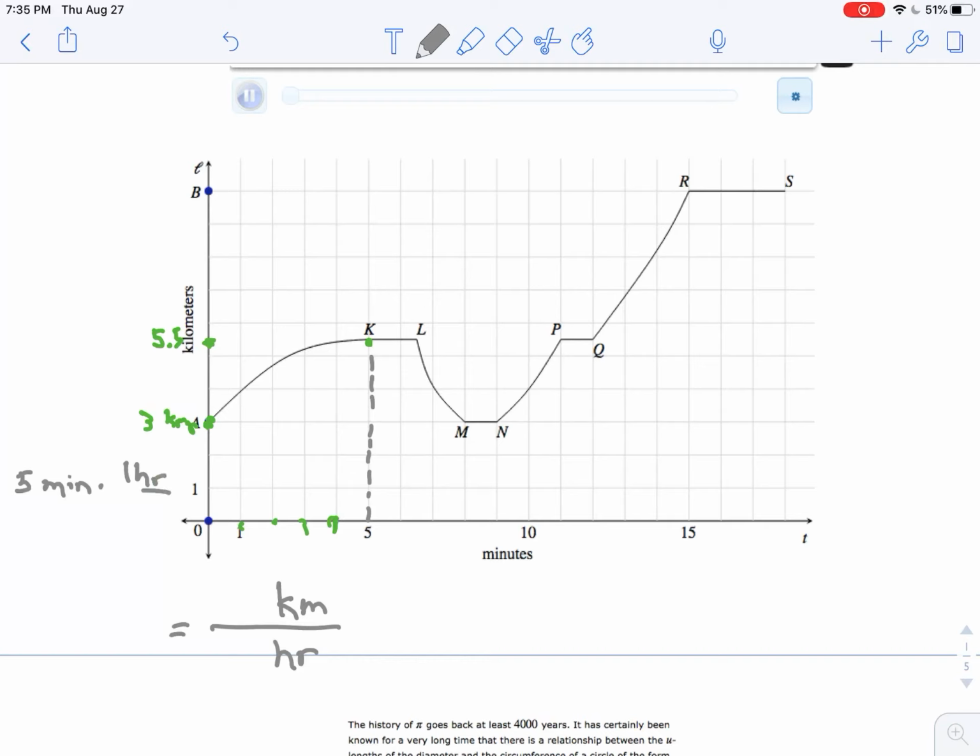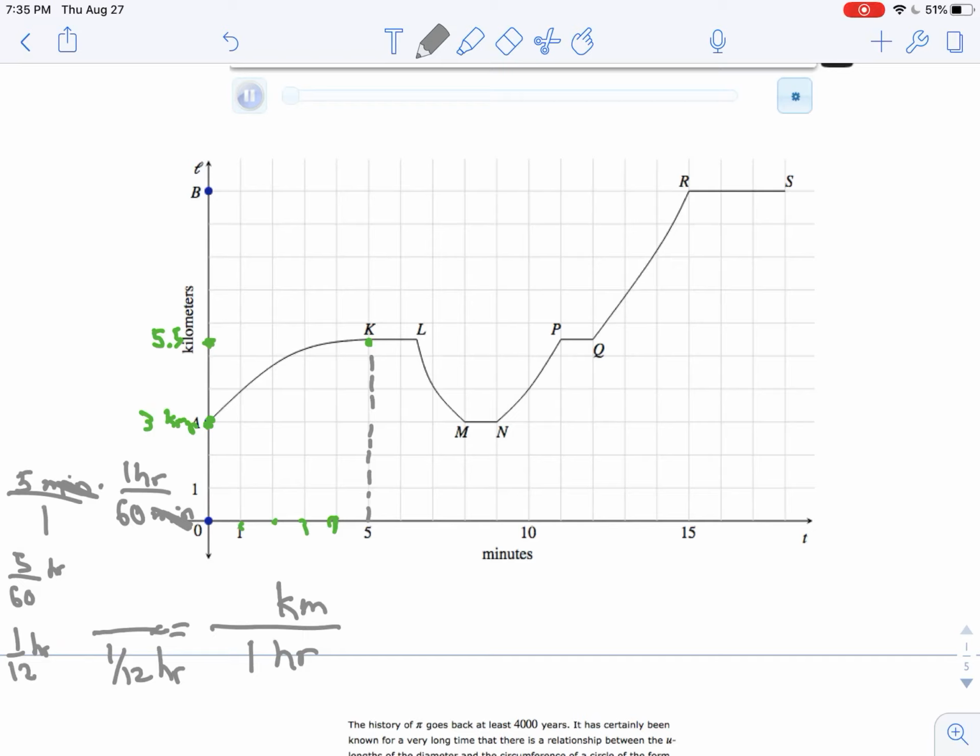Well, if 1 hour is 60 minutes, I can use simple unit analysis to say 5 over 1 times 1 over 60. 5/60ths, right? Yeah, that's 1/12 when I reduce that. So 5/60ths of an hour is 1/12 of an hour. So you could treat this as 1/12 of an hour here, okay?